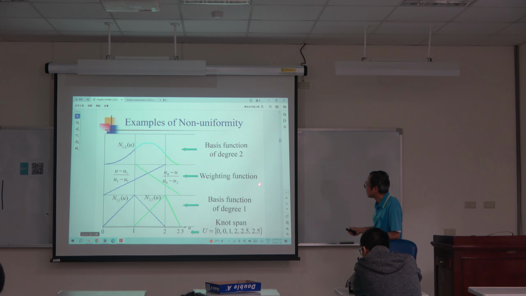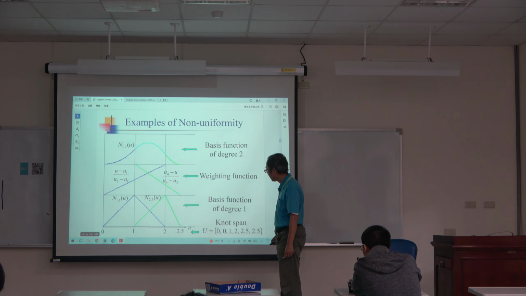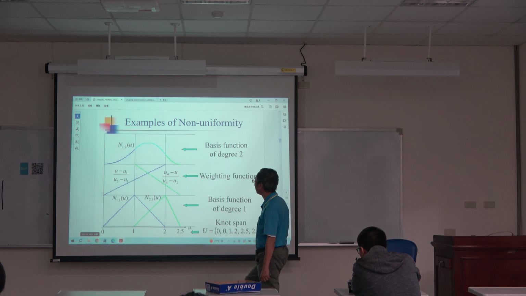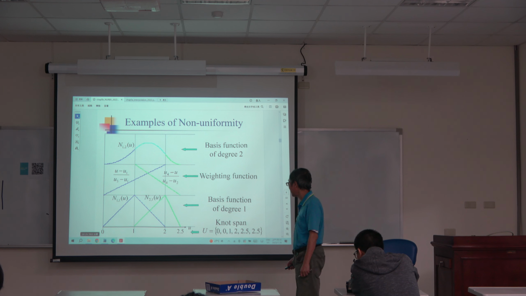Suppose you have a weighting, and you have another weighting like this. A combination of these will become a basis function of degree 2. So it will be like this. As you can see, this is different from this. So it's not symmetric.